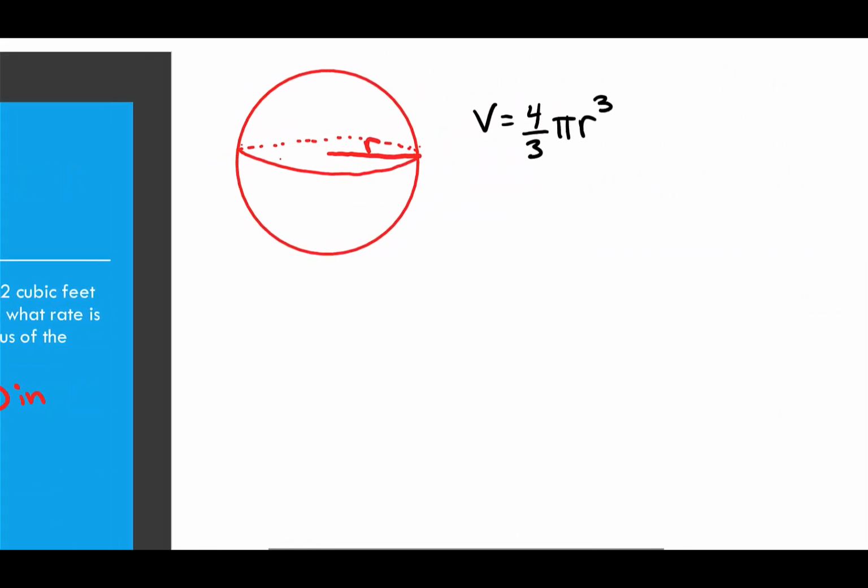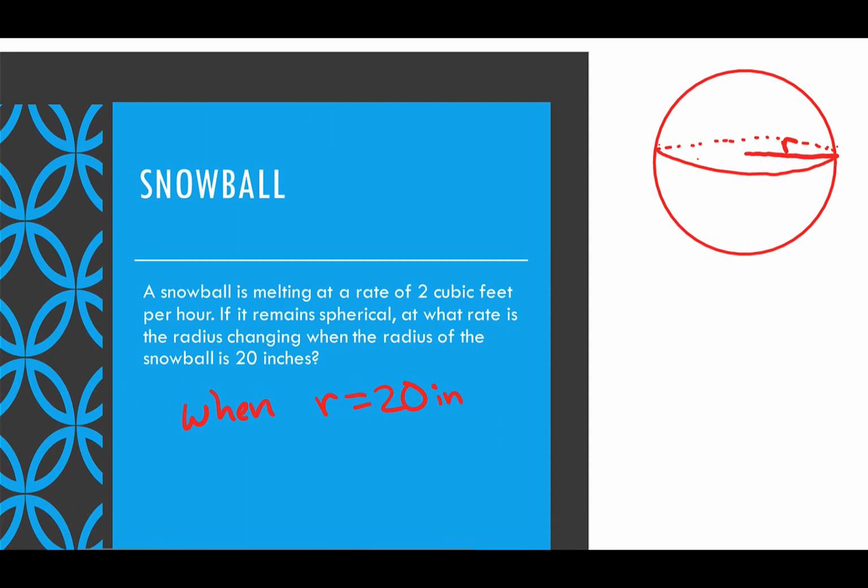There we have it, 4/3 pi r cubed, but we need to start defining those variables. Let's see what we got. It says that a snowball is melting at a rate of 2 cubic feet per hour. I think that's the change in the volume with respect to time, because cubic. So we're saying that it's losing. So here it is, it's negative 2 cubic feet per hour. So we're losing 2 cubic feet every hour.